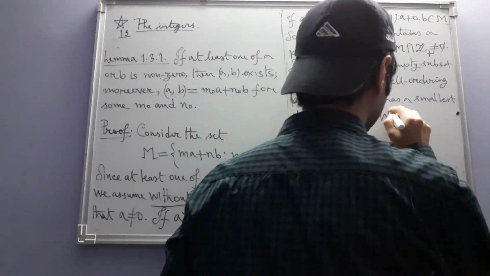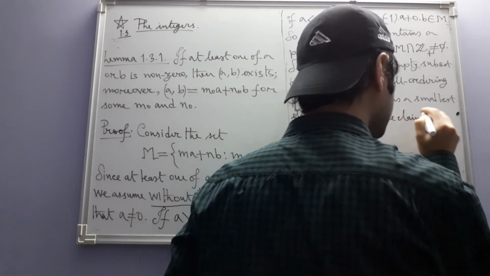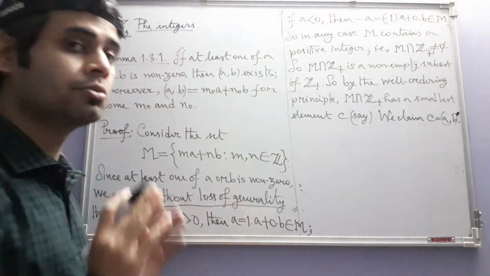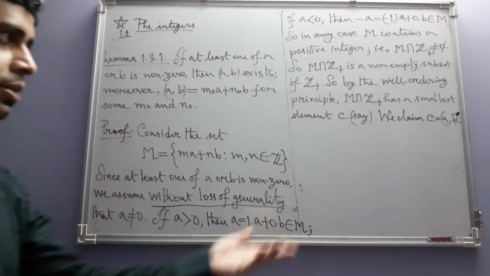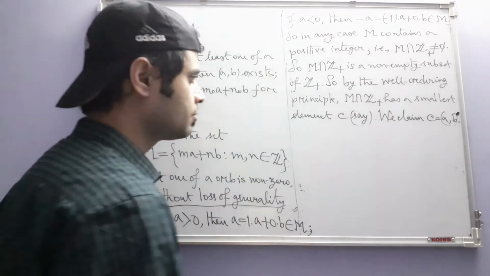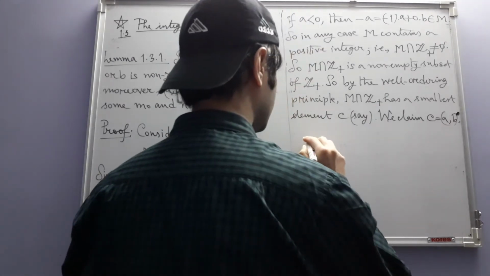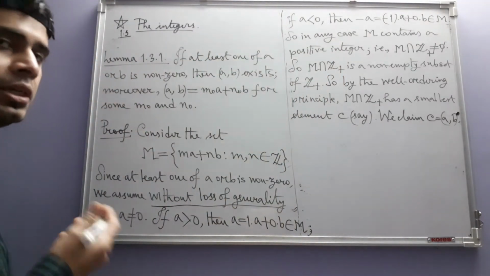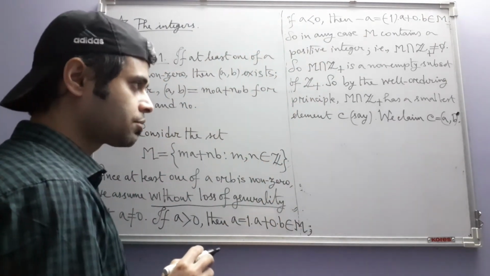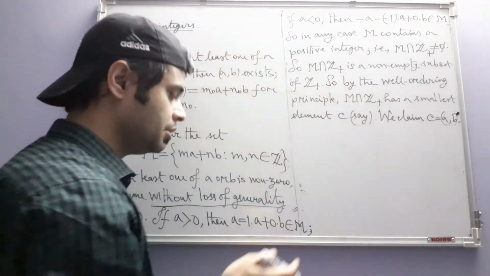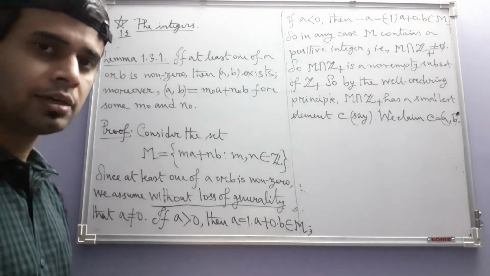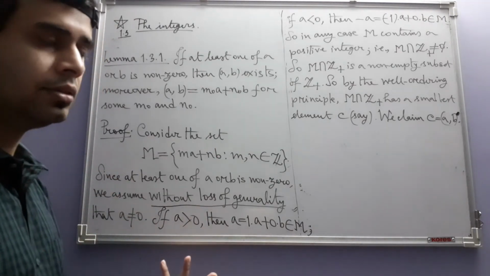We claim that this C is the greatest common divisor of A and B. Now we will prove this, and this will definitely establish the existence of the GCD. Okay. Now, to prove this, what do we need to show? We need to show that two conditions are satisfied. The first one is that C divides both A and B, and the second one is that if an integer divides both A and B, then it divides C.